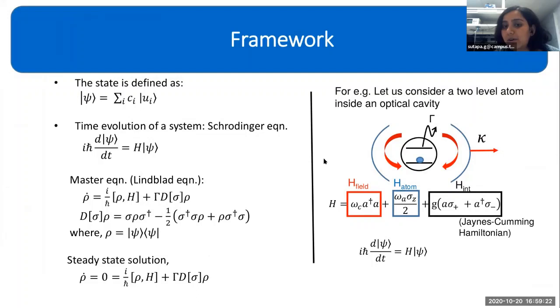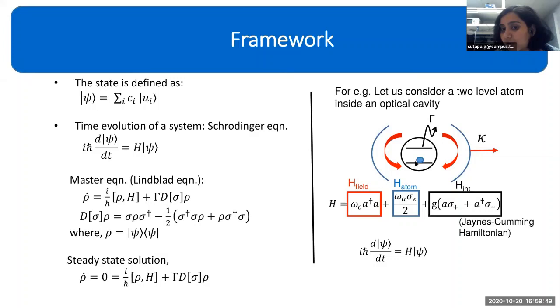In order to understand the framework, I would like to start with an example. Let's consider a two-level system inside an optical cavity. This type of system is very well known, and it is represented by the Jaynes-Cummings Hamiltonian. Here you have an atom inside a cavity, and the cavity has, let's say, a few photons inside it, and your atom is basically absorbing these photons and emitting them.